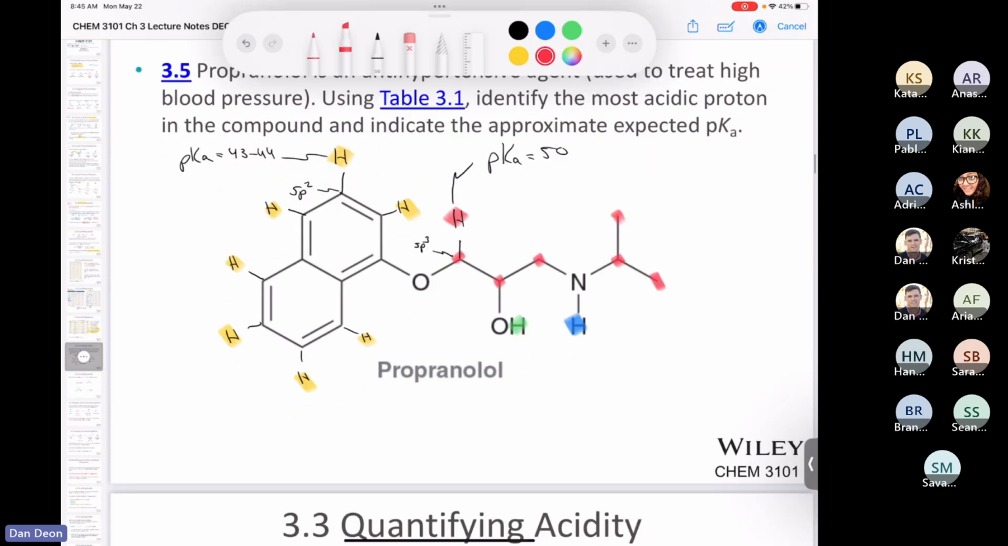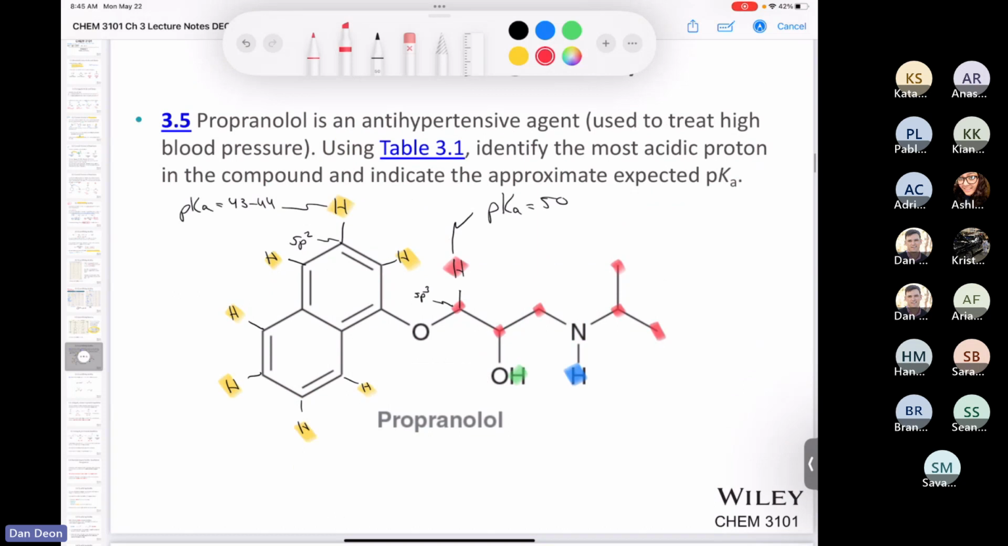Then if we look at the one on the hydroxyl, on the OH group, we said that in alcohol, well, we saw two of them. They had a pKa of around 16 to 18. So let's just scribble that down. pKa equals 16 to 18, doesn't matter.